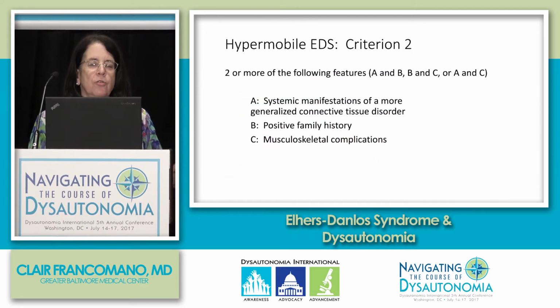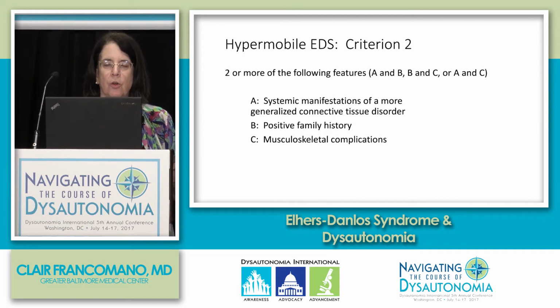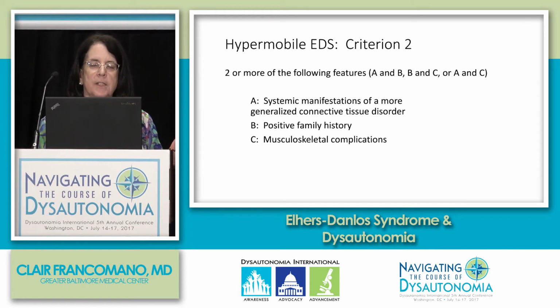Now, criterion 2, this is evidence of a more generalized hereditary disorder of connective tissue, and we have 3 possible features within criterion 2. So we need to fulfill 2 of those 3 features. So it can be A and B, B and C, or A and C. And A is the systemic manifestations, and there's a long list of which we need 5 in order to say it's positive. B is the positive family history, and C is evidence of musculoskeletal complications.